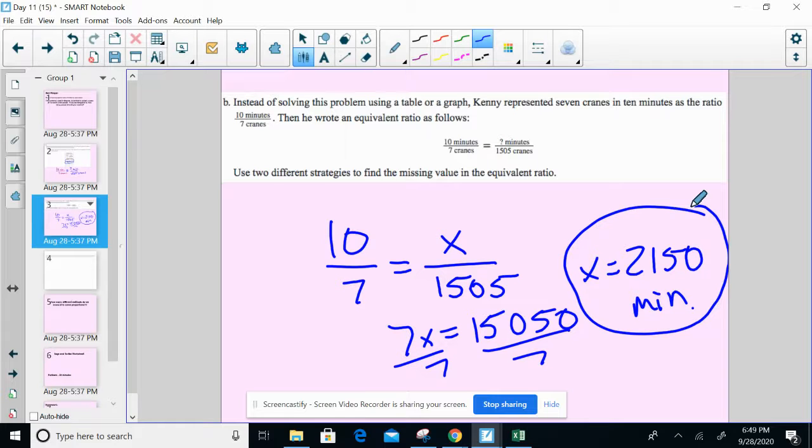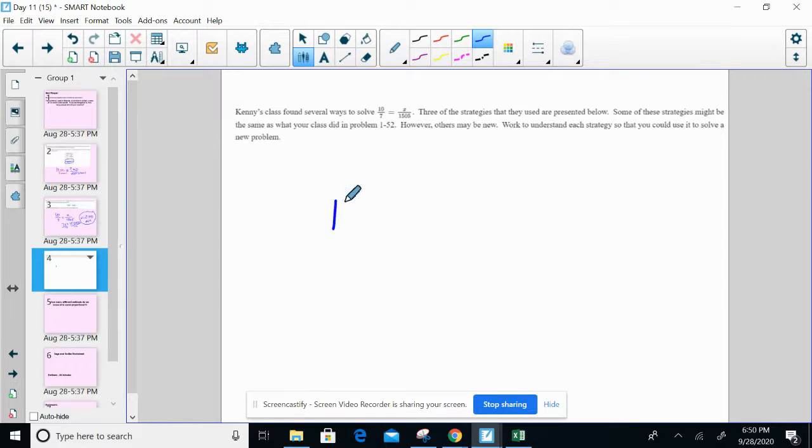So anytime you have a problem like that, where you're comparing two things, minutes to cranes, you can set up a proportion. That's going to be a lot easier than trying to follow that number all the way up to 1,505. Let me show you two other methods to solve this, because if you don't understand cross multiplication, here are two other methods you could use.